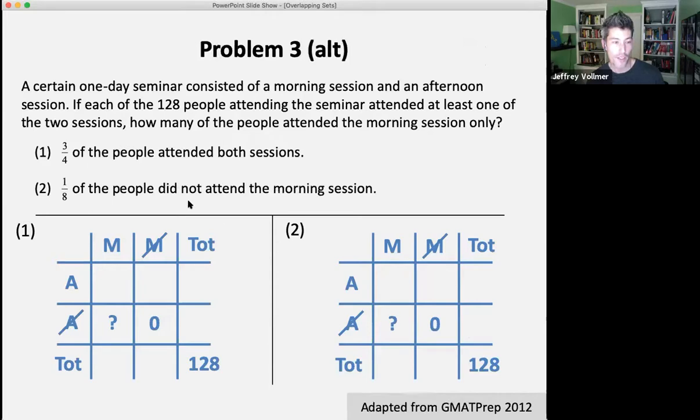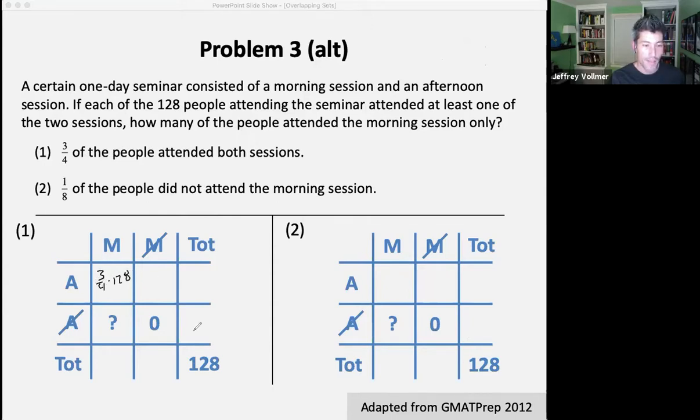If I change this problem a little bit, you should see that I just changed it a little bit. How many of the people attended the morning session only? So 3/4 attended both sessions. I'm going to put that here. 3/4 of 128, not sufficient for reasons said earlier. Statement 1 did not change, but statement 2 does change.